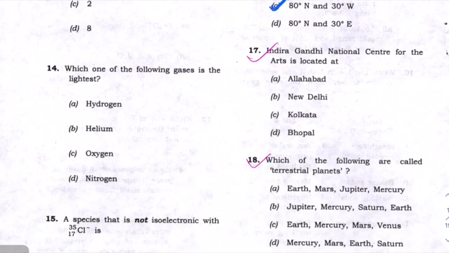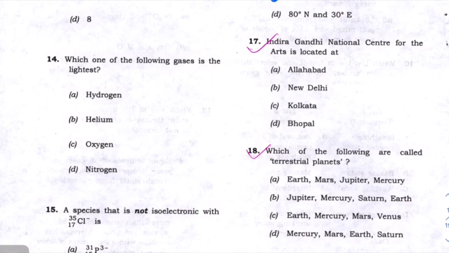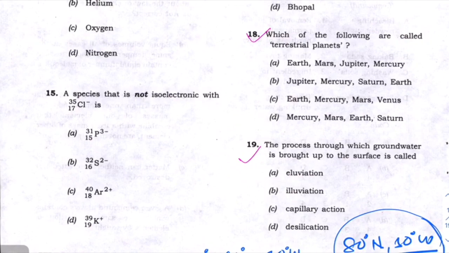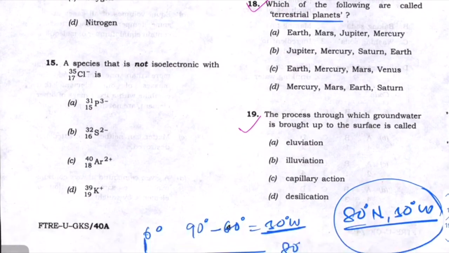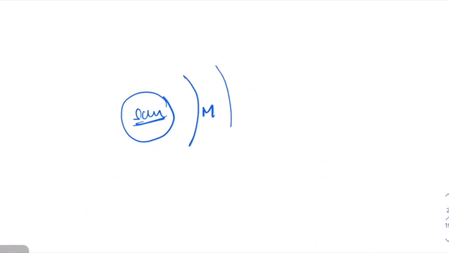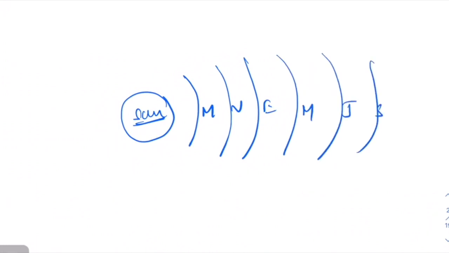So moving ahead to the next question. Indira Gandhi National Centre for the Arts is located at New Delhi. There is nothing to be explained here. Which of the following are called terrestrial planets? Right, this question is interesting. Suppose this is our sun. There is a mnemonic which says: My Very Efficient Mother Just Served Us Nuts, right? So M is for Mercury, V is for Venus, Earth, Mars, Jupiter, Saturn, Uranus, Neptune.